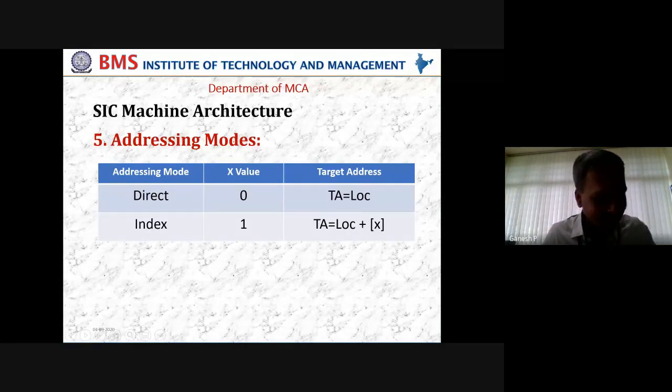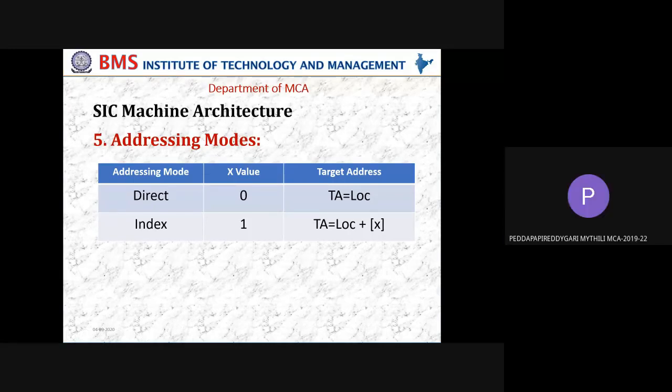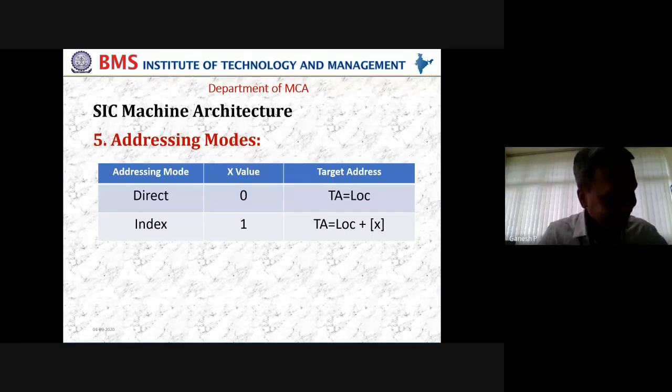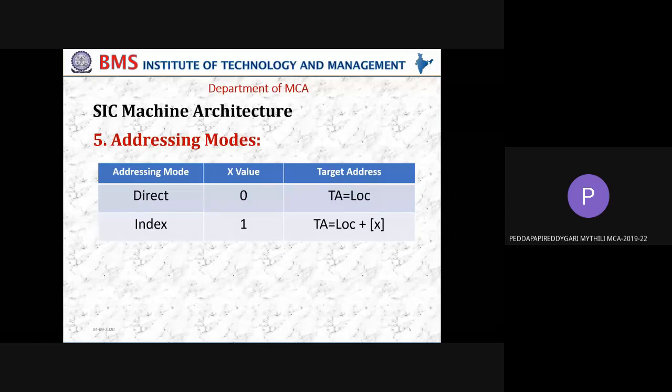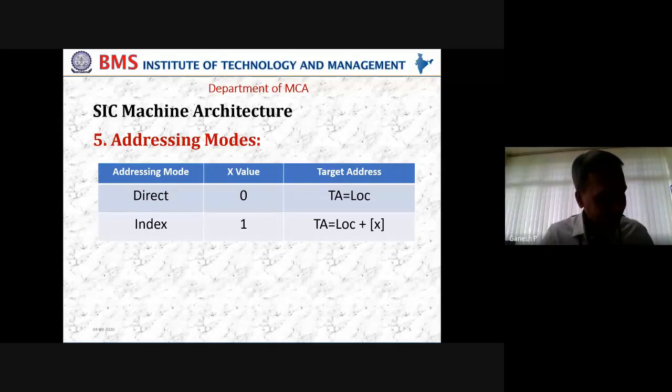Hope you're all there. Yes, sir. Yeah, if you don't respond. Sir, the address will be located in some register. Of course, address is located.